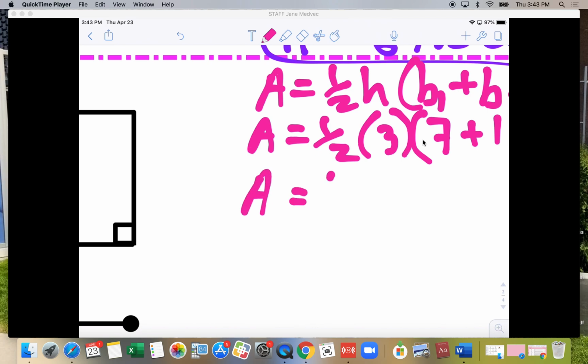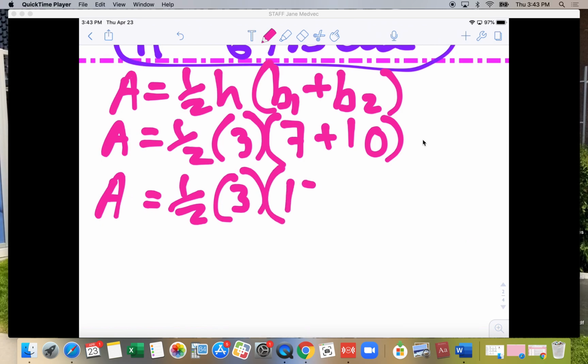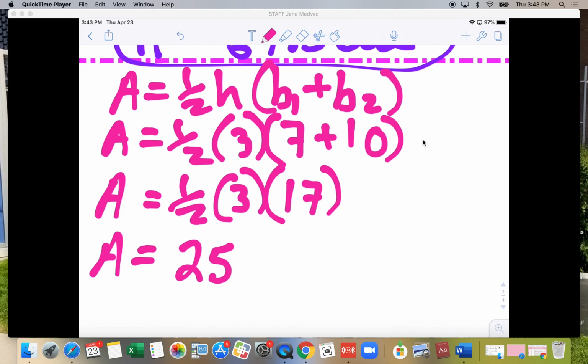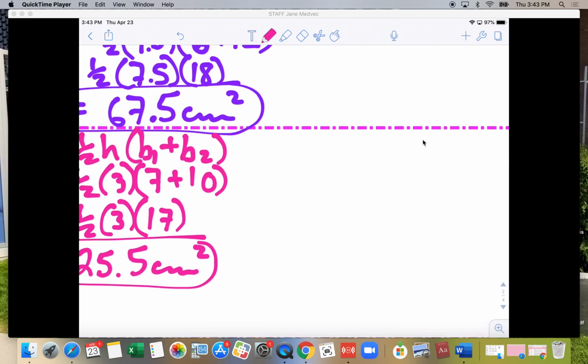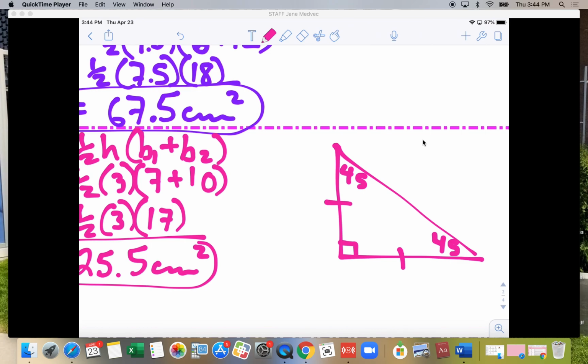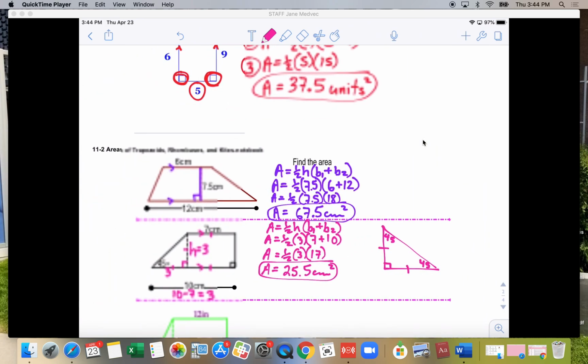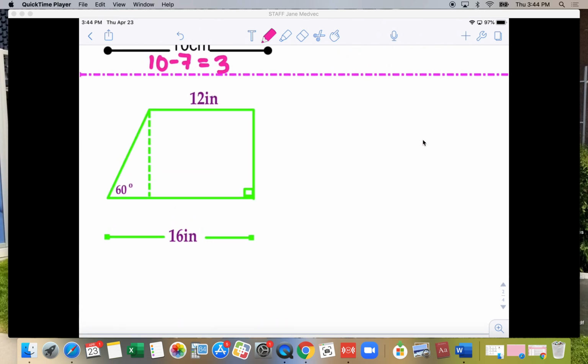Area equals 1/2. I'm going to grab 3, and this is 17. And the area ends up giving me 25.5, and it's centimeters squared. Again, remember a 45, 45, 90, if I know this is 45 and this is 45, I know that this side and this side are congruent. So there's kind of a little throwback to those special triangles. All right, let's keep going.